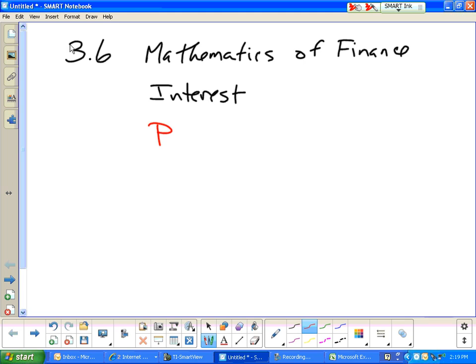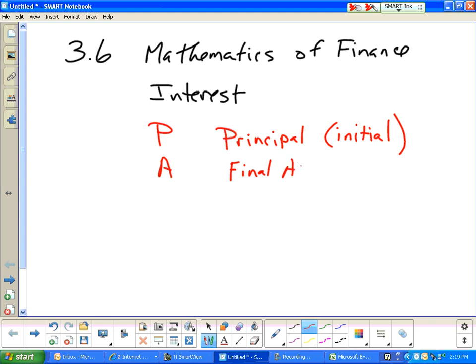Usually in math we use the letter P to stand for the principal. It is the initial amount that you either borrow or invest. It's your starting value. In this book, they use the letter A to indicate the final amount. So just think of A as being the amount after interest. So it will not be the same as the principal unless you've got a 0% loan or a 0% investment.